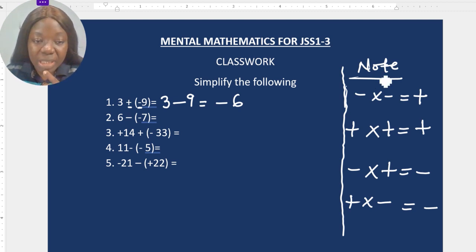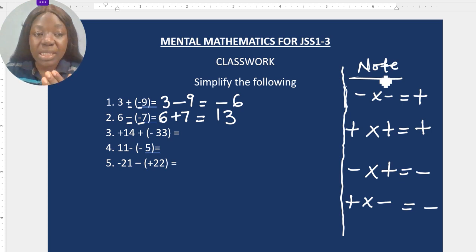Now let's move to number 2. 6 minus, open bracket, minus 7. So I'm going to multiply the minus beside 6 by the minus beside 7 because I have a bracket in between them. So minus times minus is plus. So I'll have 6 plus 7, which is equal to 13. So you can say 13 or plus 13. Plus 13 and 13 are the same thing.